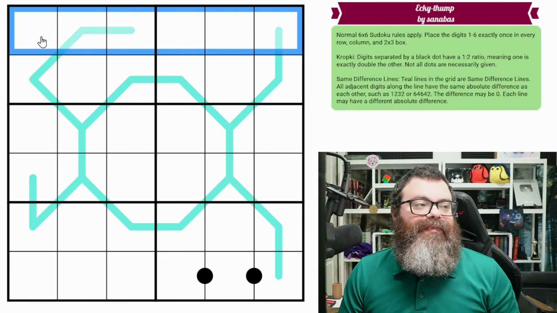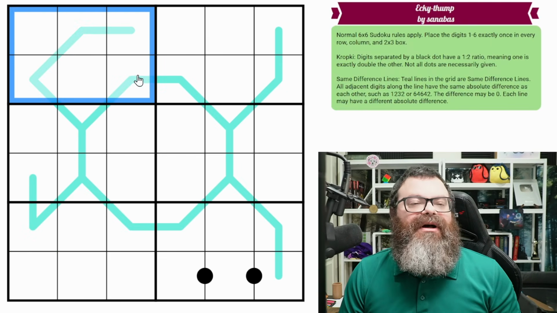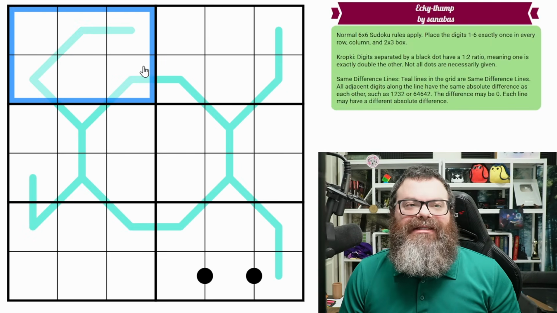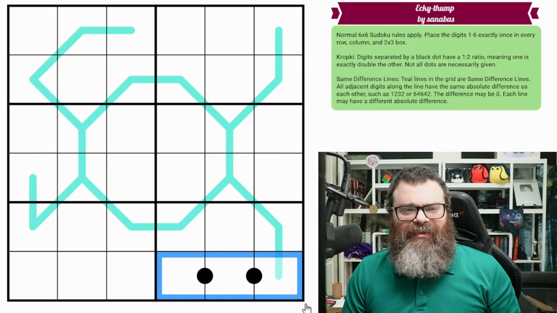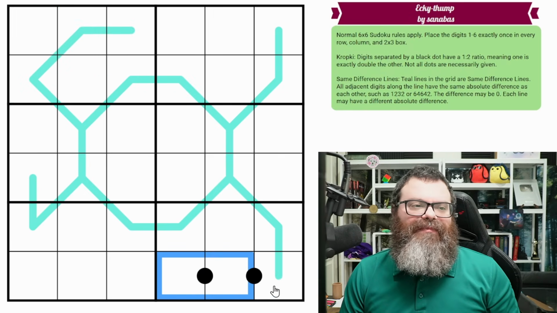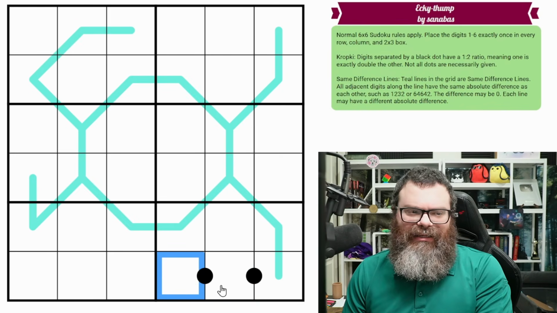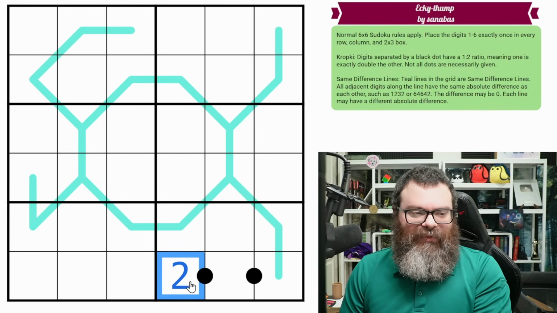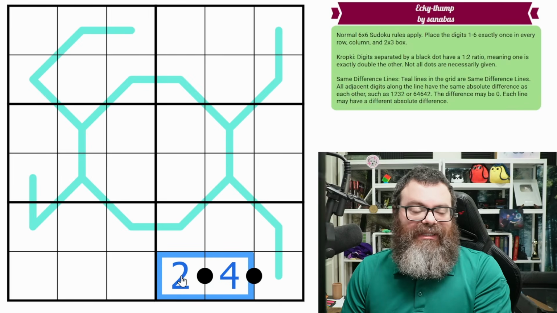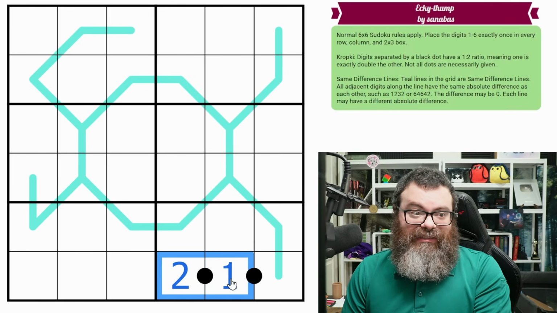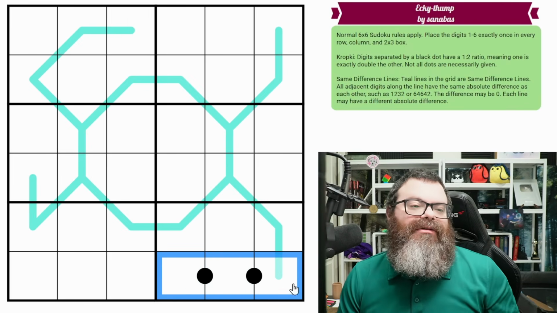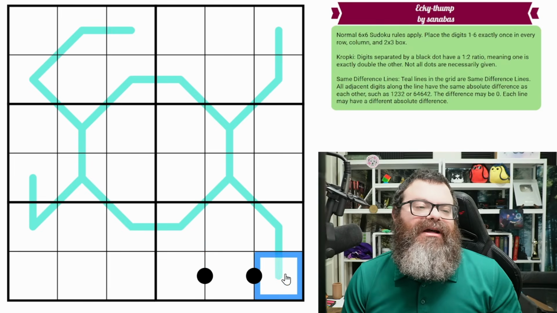That means in each row, each column, and each 2x3 box, we are placing the digits 1 to 6 exactly once each. There's these black dots here. Digits separated by a black dot have a 1 to 2 ratio. That means one of them is exactly double the other. So if this was a 2, this could be 4, because 4 is exactly double 2, or this could be 1, because 2 is exactly double 1. I'll leave it up to you to think about how a chain of black dots works.